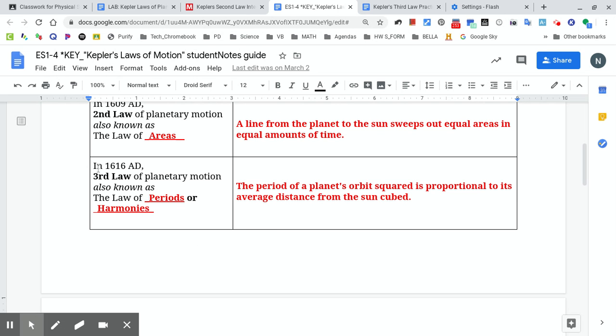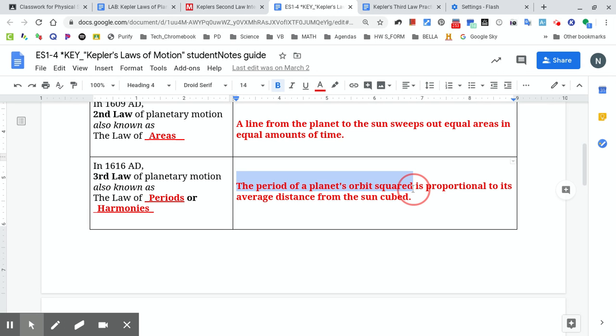All right, later on in 1616, the third law of planetary motion is known as the law of periods or harmonies. Okay, so usually call it the law of periods because it has to do with the vocab term that we've had, and it relates the mathematical equation. So the period of a planet's orbit. Now, if you looked up the definition for period, there's a lot of different definitions depending on what you're talking about. If you're talking about astronomy, though, we're talking about the time it takes for the planet to go around the sun. So that value, whatever that is, the time it takes to go around the sun is squared.